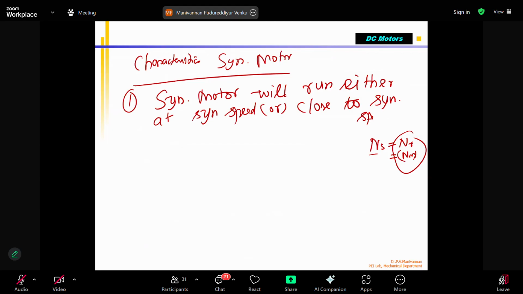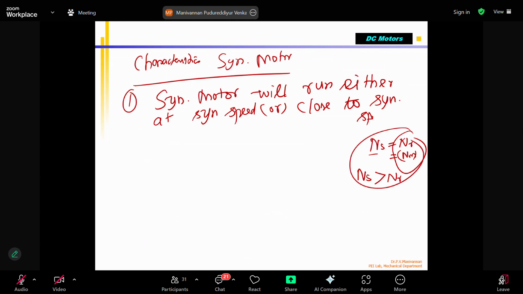NS can be equal to NR, that is called rotor or motor speed. But many times NS will be greater than NR. Not too much, it can be a few RPM. Correct? So we say the synchronous motor will run either at sync speed or close to sync speed. It cannot run at any other speed. You cannot run the motor at 500 RPM, 600 RPM by varying voltage, current, whatever you do, it cannot be changed. So the synchronous motor will run close to NS, at no load condition, and slightly less under loaded condition, but only slightly.